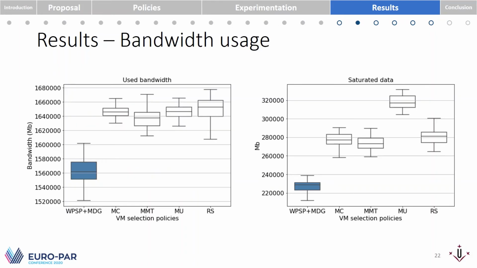Starting with the user bandwidth, it can be appreciated that our techniques have a high dispersion, even though our worst solution is better than the best from the others, obtaining a mean improvement of 5%. About saturated data, that is the quantity of megabits that the communication links have not been able to serve, our dispersion is similar to the others, and the improvement is substantially better, at 16% in relation to the second best technique, MMT.